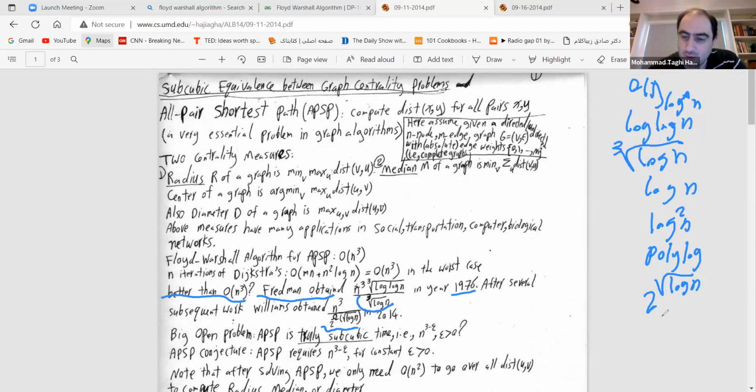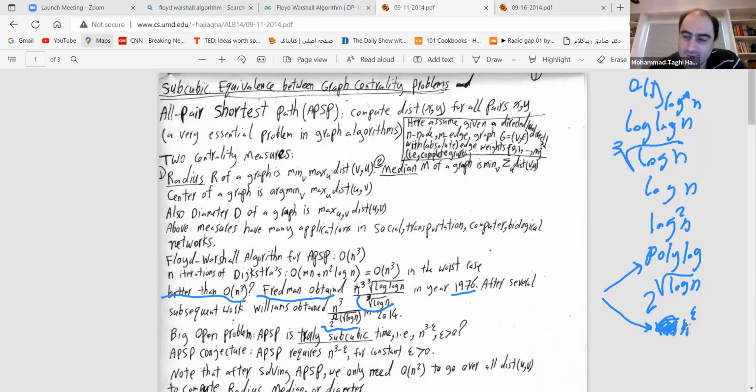Note that this 2 to the square root of log n is actually not equal to a square root of n. If we put the square root over everything, it would be 2 to the log n over 2, which would be a square root of n. But 2 to the square root of log n is something between polylog and n to the epsilon for some constant epsilon. So it is something between these two important things, polylog and n to the epsilon.